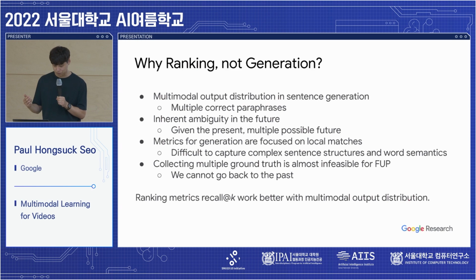The last point is what I said: by formulating the task as a ranking problem, we can still use recall at K, which is known to be better for tasks with multimodal output distributions.